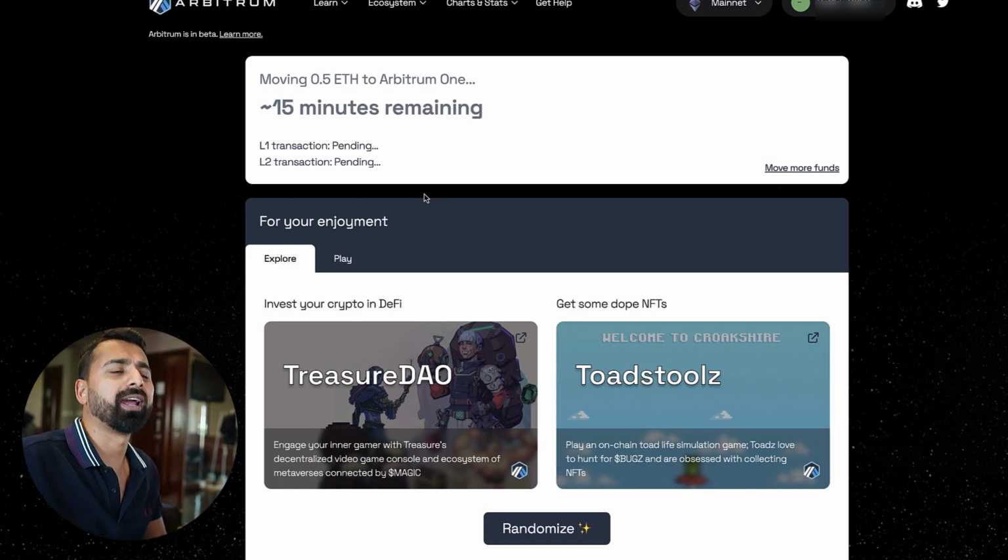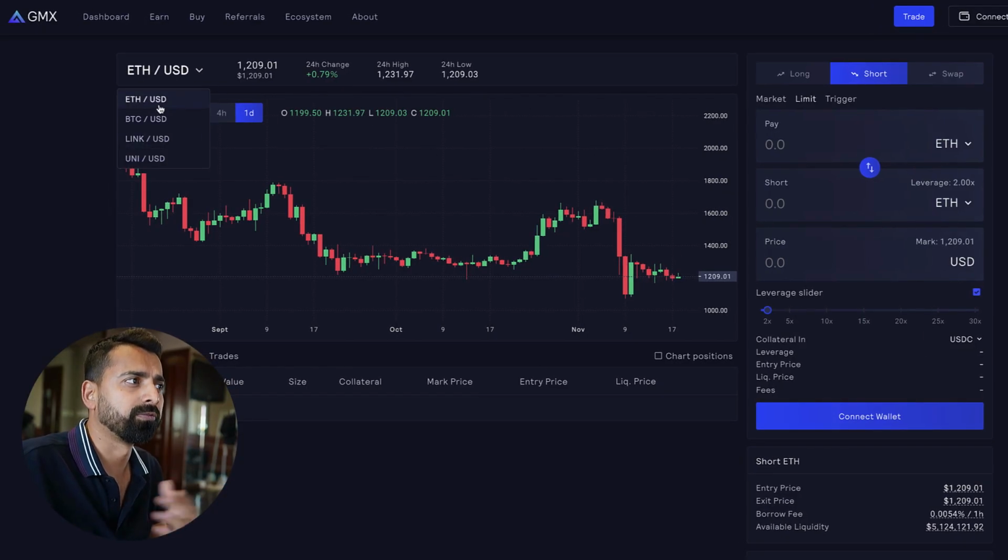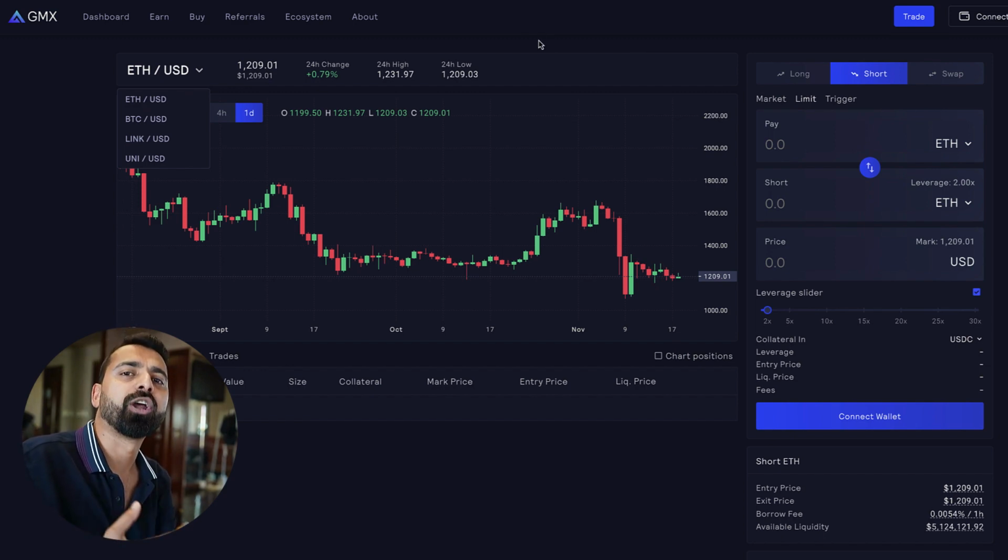chain, and from there I can swap into any other coin of my choice, or I can use it to trade, or I can use the other dApps which are built on Arbitrum.